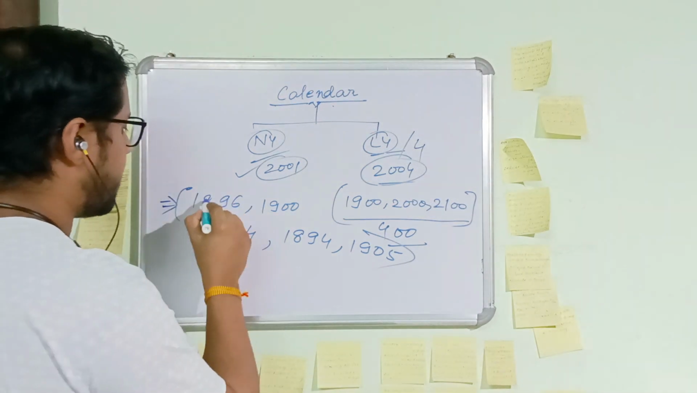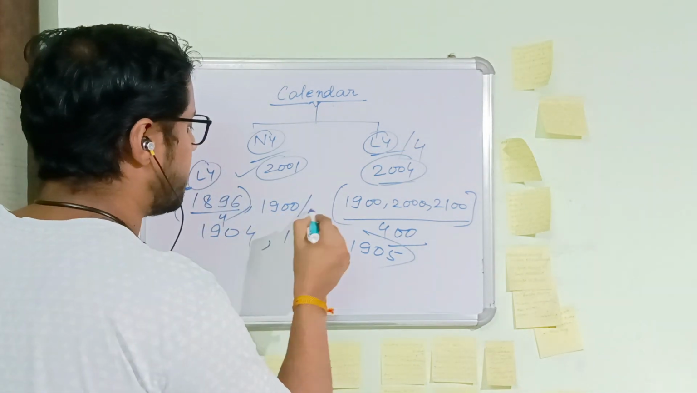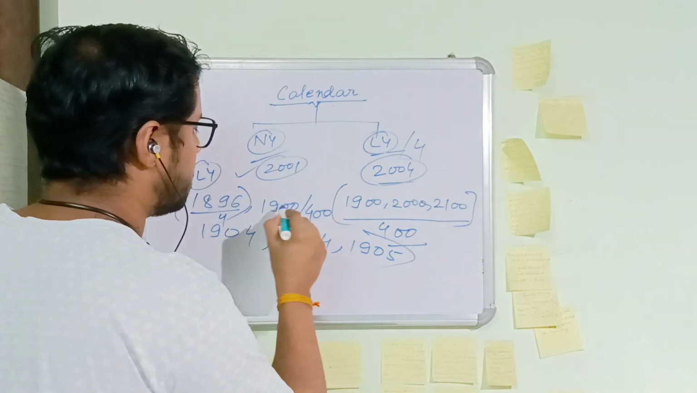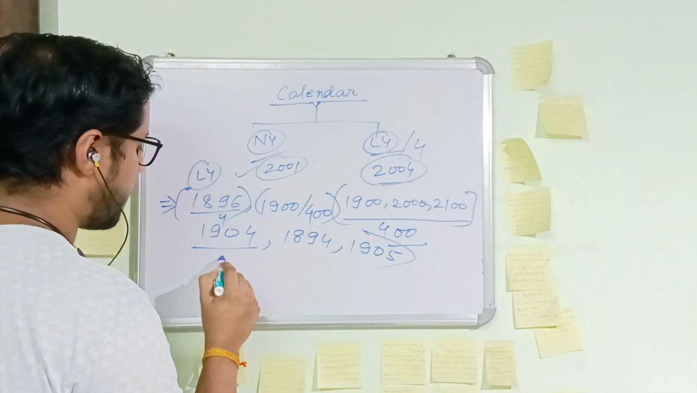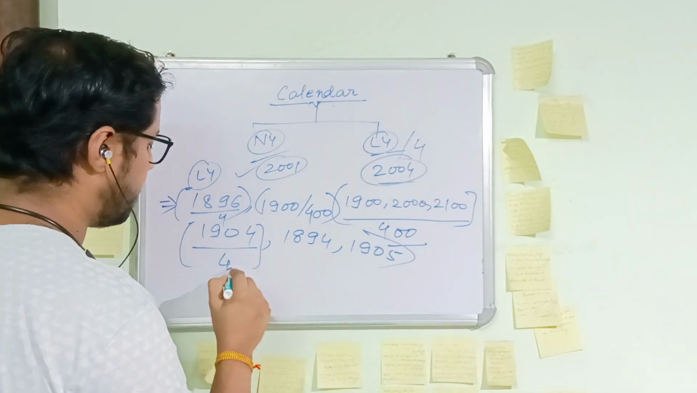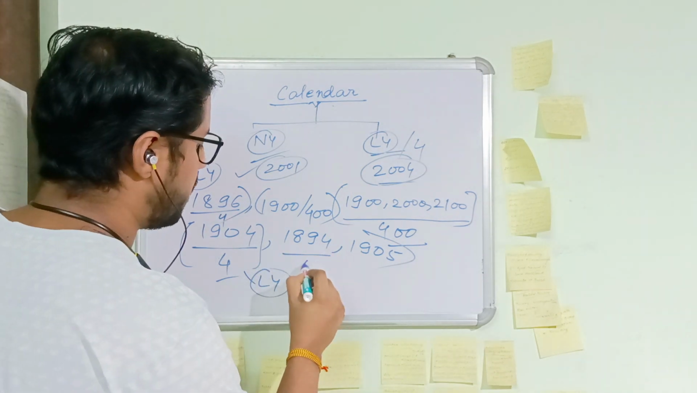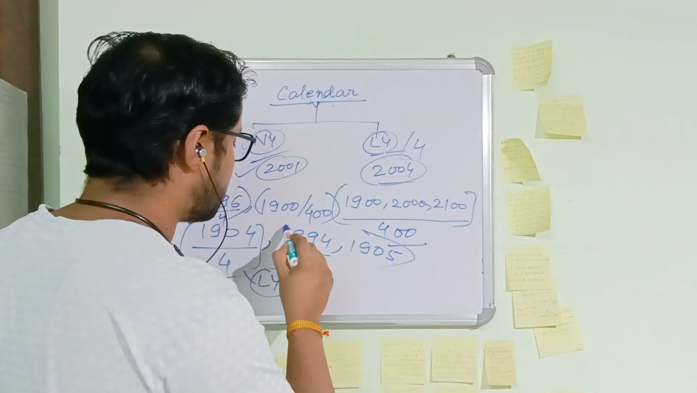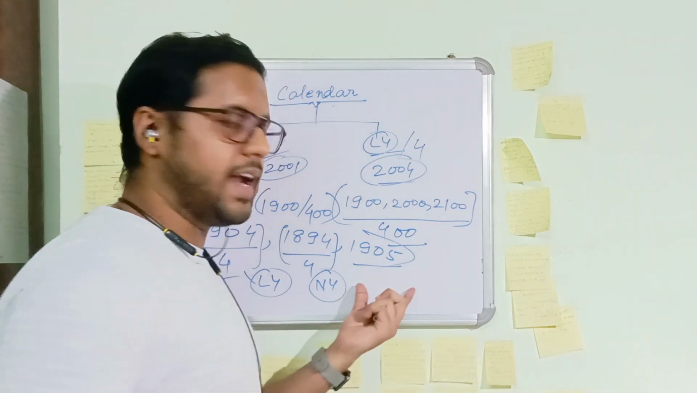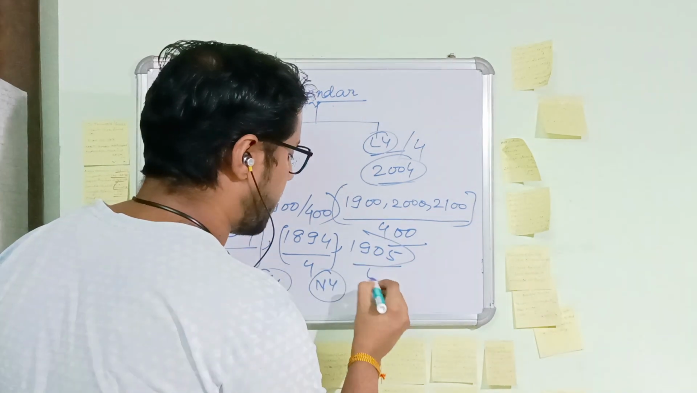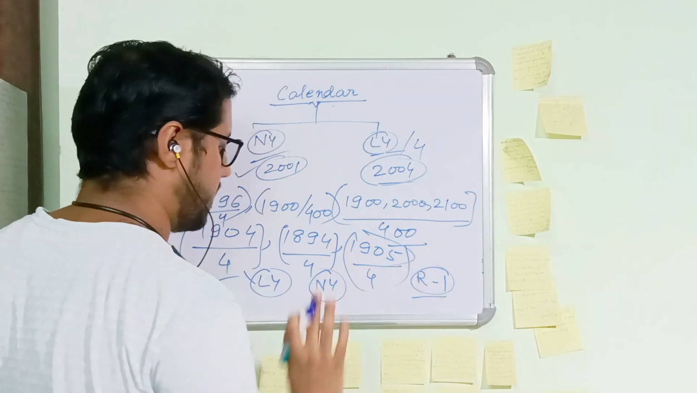Here 1896 is divisible by 4, so this is a leap year. 1900 is a century year, so you should divide it by 400. 1904 is divisible by 4, so this is also a leap year. 1894 will not be divisible by 4, so this is a normal year. And what about 1905? It is not divisible by 4; there is a remainder of 1. So this is also a normal year.